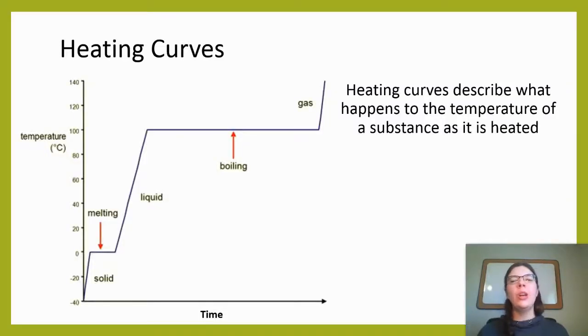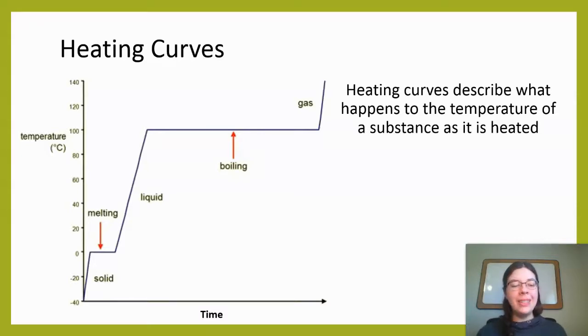So quite simply, a heating curve describes what happens to a sample as heat is applied, and we can see how the temperature changes. If we look at this graph off to the side, we have two different axes. Along the y-axis, we have the temperature, which is usually in degrees Celsius, but can also be in Kelvin. And along the x-axis, we have time. As time progresses and we add more heat to the sample, what happens to the temperature?